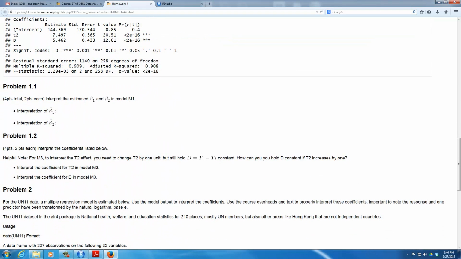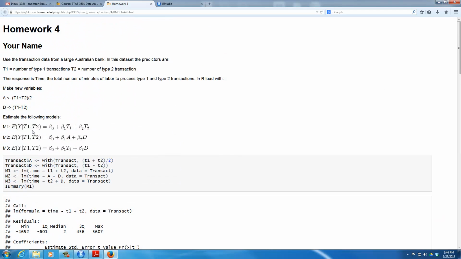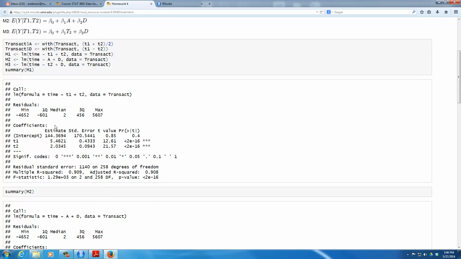And in the first part, I want you to use M1 only and interpret the beta 1 and the beta 2 coefficients. Well, from the expression of the model that I gave you right up here for M1, beta 1 is the coefficient for type 1 transactions, and beta 2 is the coefficient for type 2 transactions. And so I want you to interpret those 2 coefficients. What do they mean in terms of the values that we get from the model?